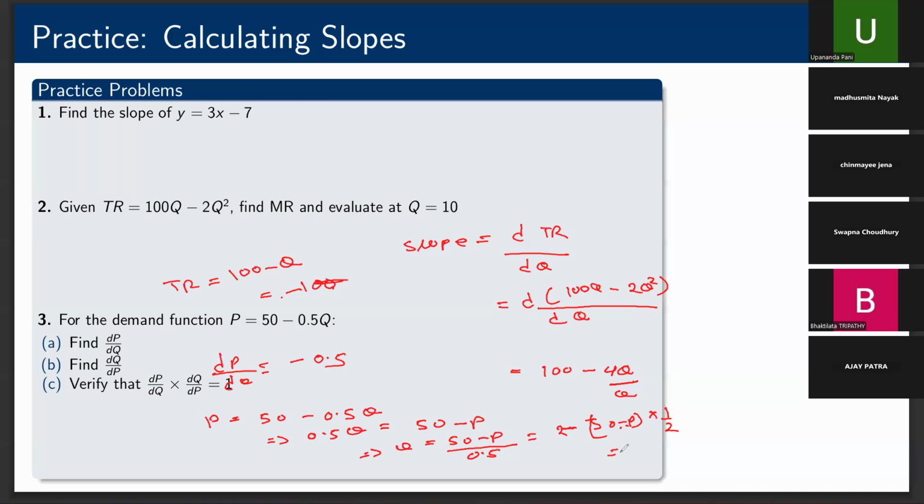Is it clear? Dividing by 1 by 2 means multiplying by 2. Clear? It was a mistake that I made. That is equal to 100 minus 2 times P. What is the derivative? dQ upon dP will be minus 2. So multiply dP upon dQ, which is minus 0.5, and dQ upon dP, which is minus 2. Multiply it, and we get the answer equal to 1. So verified?